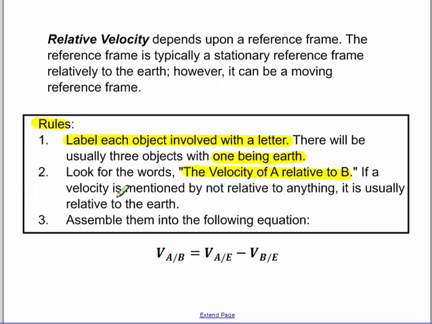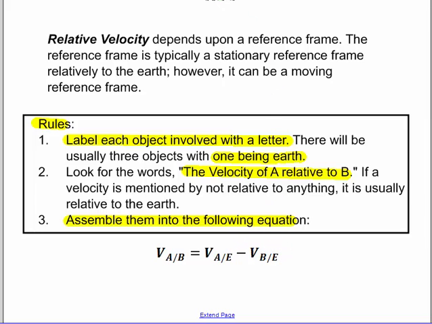So if the velocity of a car is given, then most likely it is given with respect to the Earth. If it's an airplane, typically it's going to be given with respect to the air it's flying through. Now when you do these, you want to assemble them into the following equation: the velocity of A relative to B is equal to the velocity of A relative to the Earth minus the velocity of B relative to the Earth.